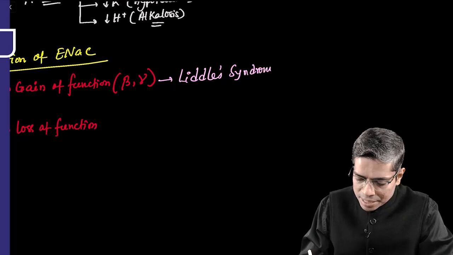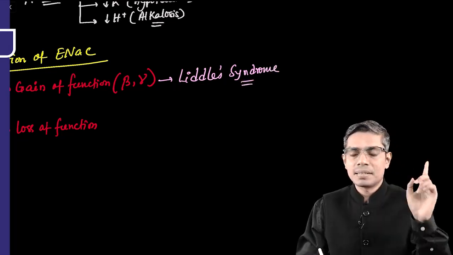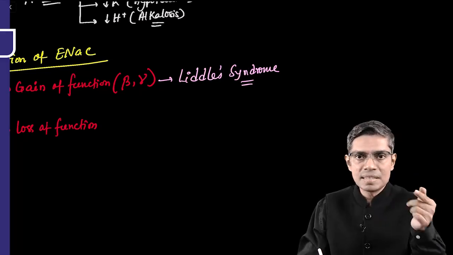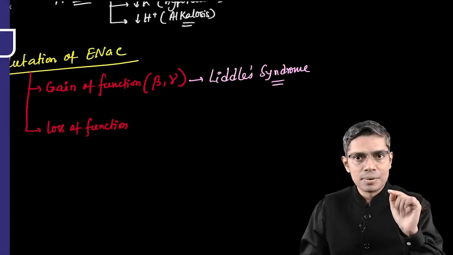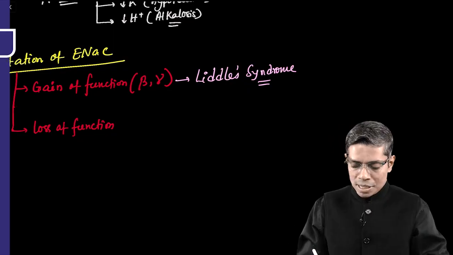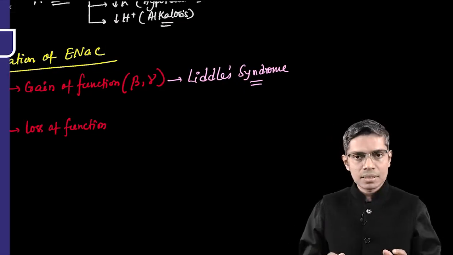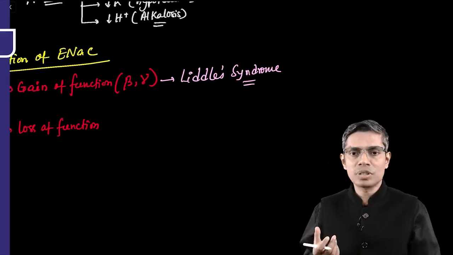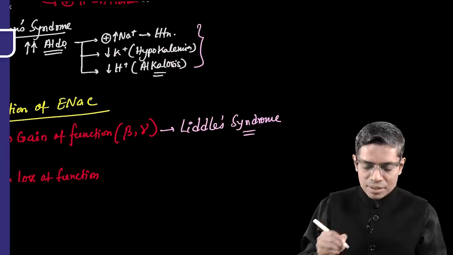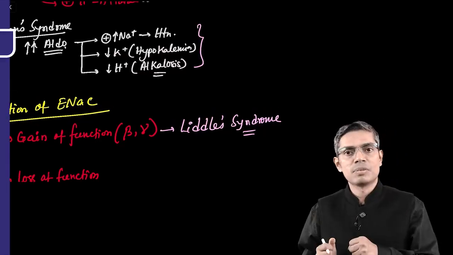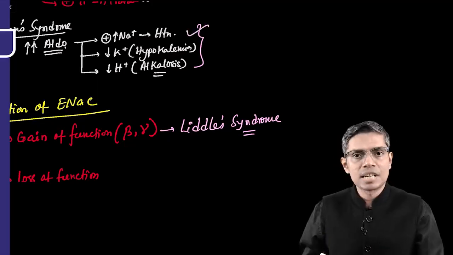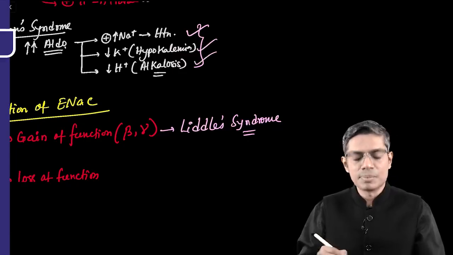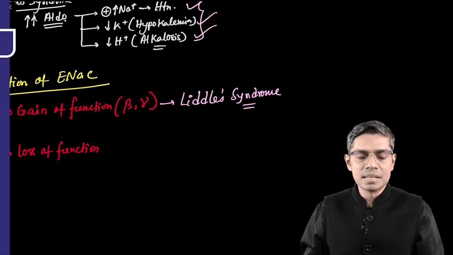So we have already discussed Bartter syndrome, the disease at the level of the TAL, then Gitelman syndrome, the disease at the level of the DCT, and now Liddle syndrome at the level of the collecting duct. In Liddle syndrome, the patient has hyperfunction of the ENaC channel, which means more sodium will be reabsorbed. Sodium reabsorption will be more, so the child will suffer from hypertension, hypokalemia, and alkalosis. That is Liddle syndrome.